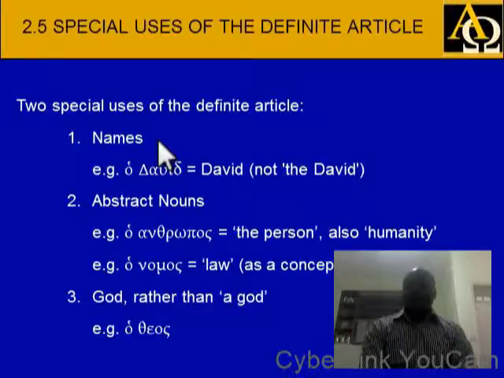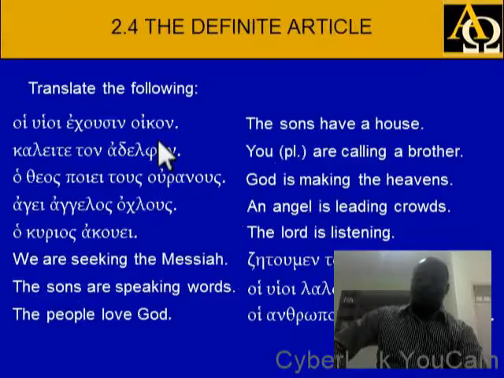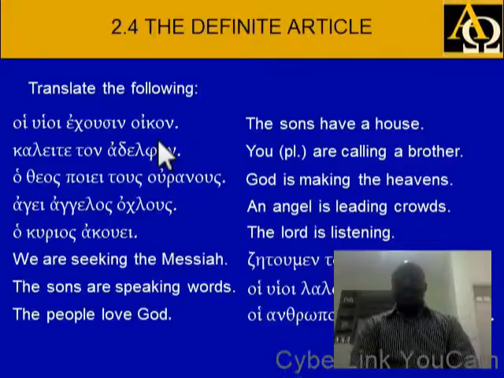And then whenever God is talked about, we don't say the God when we translate, but in Greek it's Ho Theos. Ho Theos. Ho Theos. Okay? So names, abstract nouns, and God. That's when the definite article is used. Okay, have fun with these other translations of these sentences.